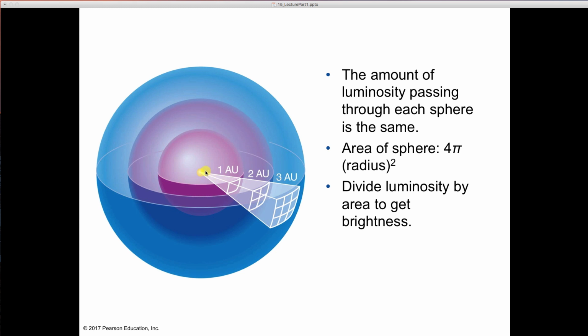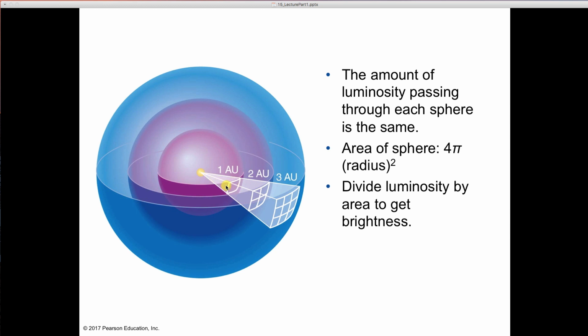And so if we look at a particular direction, a particular area, this little square here, there's a certain amount of area on that 1 astronomical unit radius ball. There's a certain amount of energy every second that's going through that square. A certain amount of energy every second that square is capturing as the light is coming from the star going through that square.